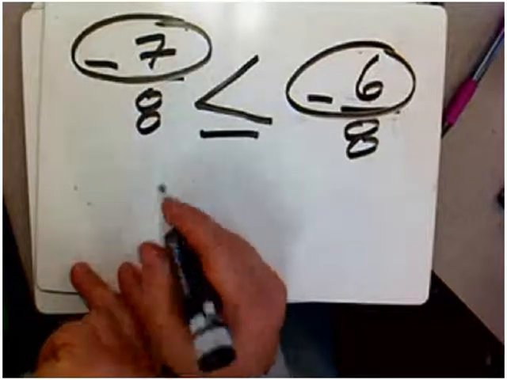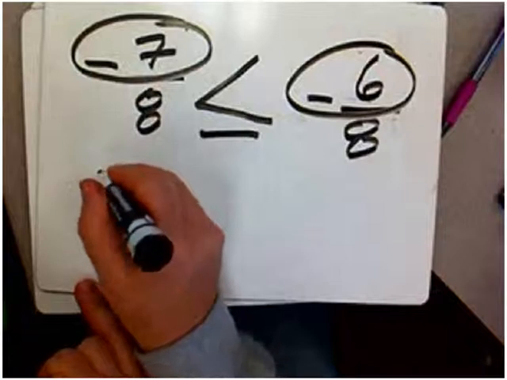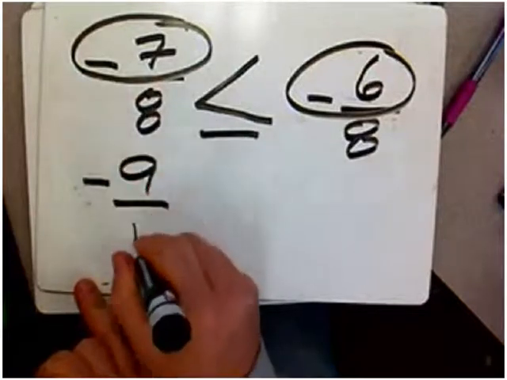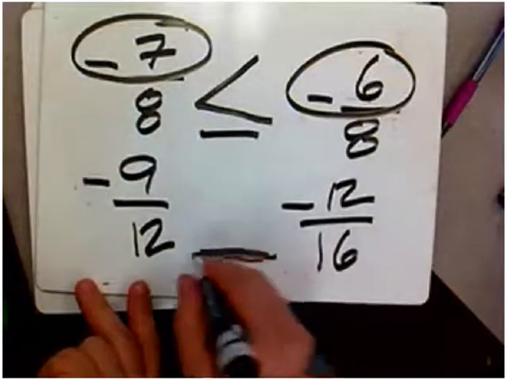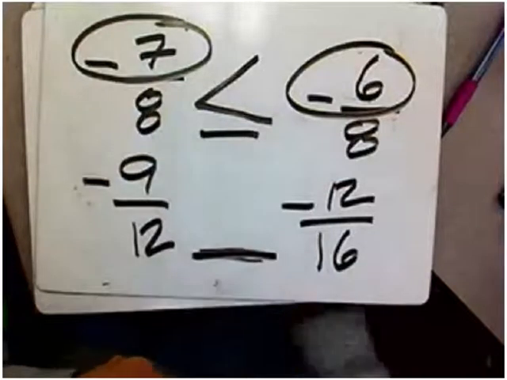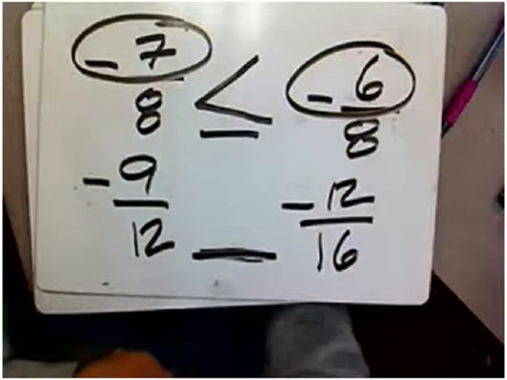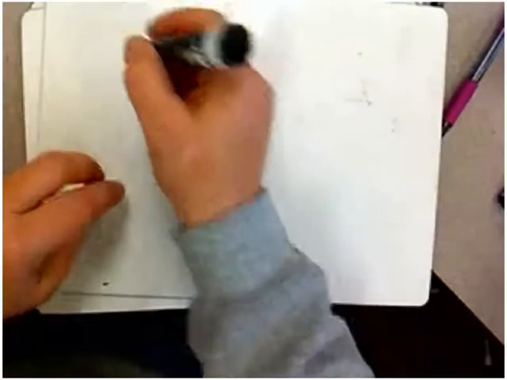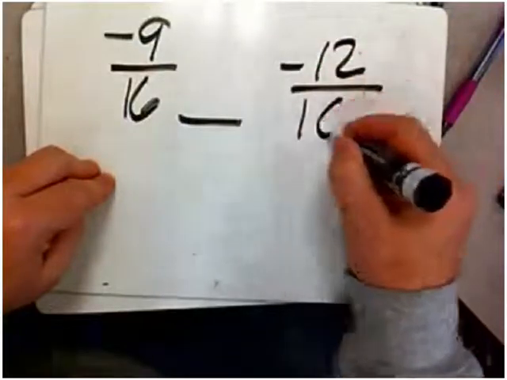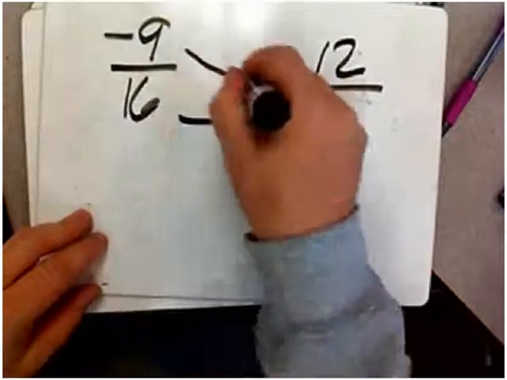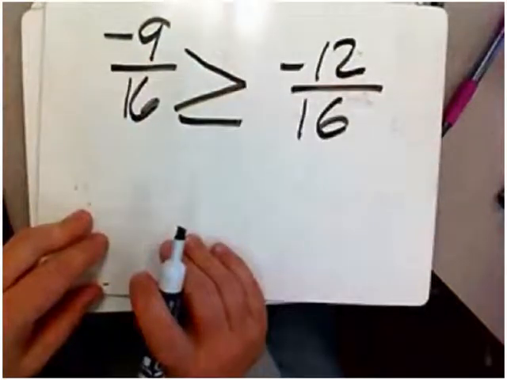So check your progress, little letter I. It says negative 9/12 compared to negative 12/16. Now, we're stuck for a minute here, we've got two different denominators. We either have to do the building up or change them to decimals. Oh, I'm sorry, I read this wrong. They're the same, 16ths. So negative 9/16 compared to negative 12/16. My brain saw a 12 on that first one. Negative 9/16 is greater than negative 12/16.